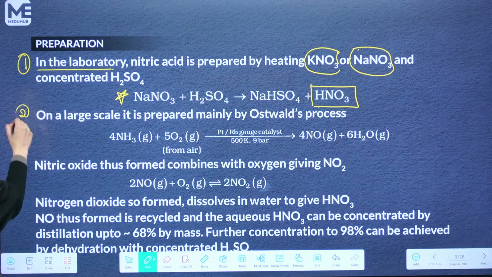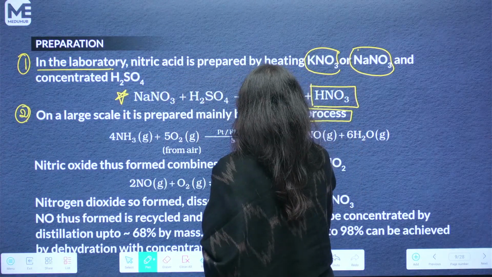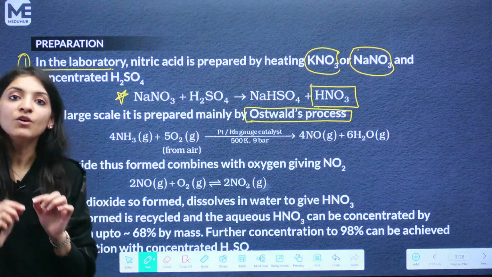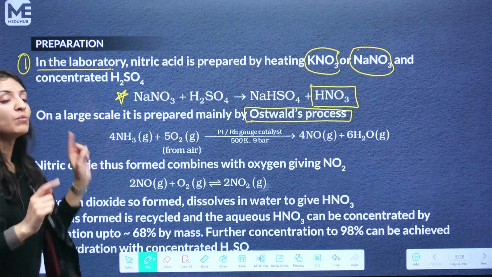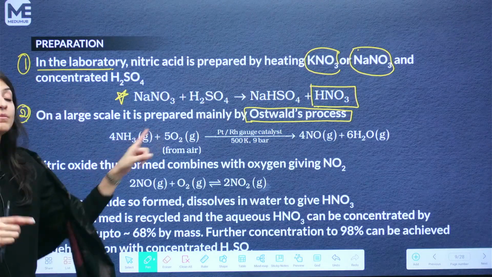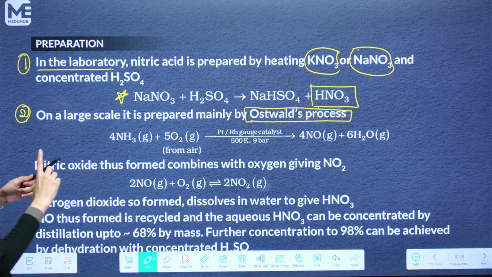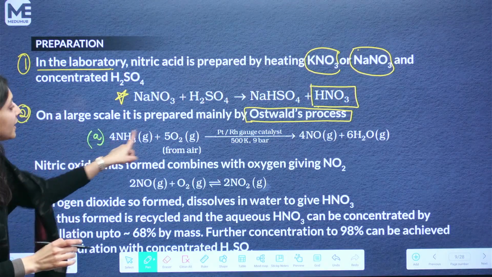Now on a large scale, it is prepared by Ostwald's method. So Ostwald's method is based on the catalytic oxidation of ammonia from atmospheric oxygen. So ammonia को oxidize कर रहे हैं from oxygen from the air using a catalyst. सो फर्स्ट स्टेप इन ऑस्वाल्ड्स प्रोसेस, आई विल मार्क इट एज ए, इज अमोनिया गेटिंग ऑक्सीडाइज्ड.